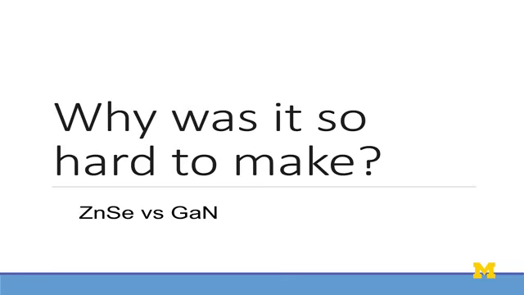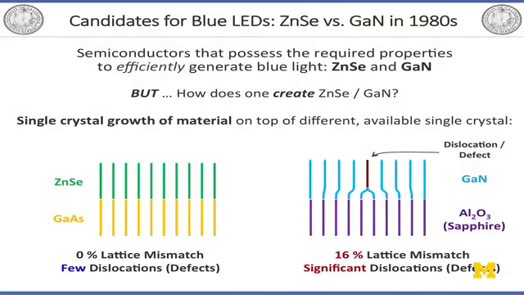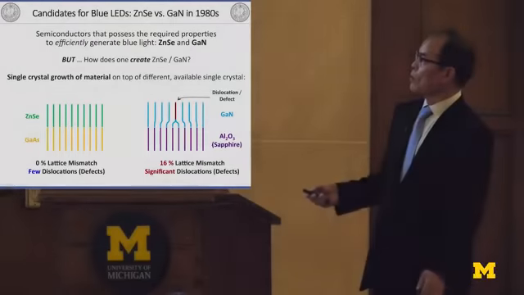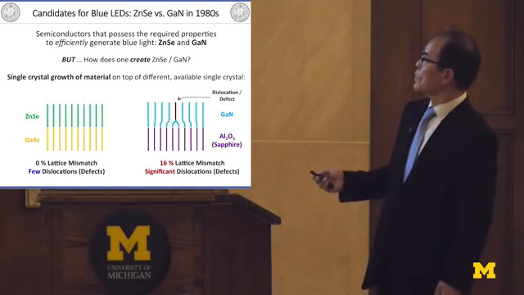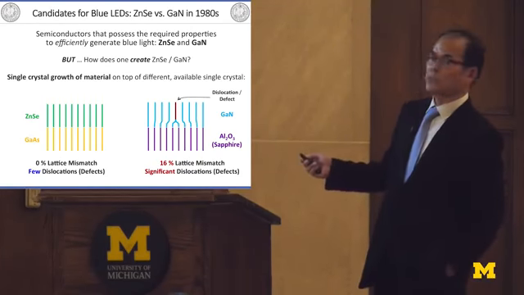So next, why was it difficult to develop blue LEDs? I told you that in the 70s and 80s, blue LED research was very popular among scientists all over the world. At that time, two kinds of materials were available to develop blue LEDs, because the emission color is determined by the material. Bandgap energy of the material determines the emission color. At that time, two kinds of materials were available: zinc selenide or gallium nitride based materials.